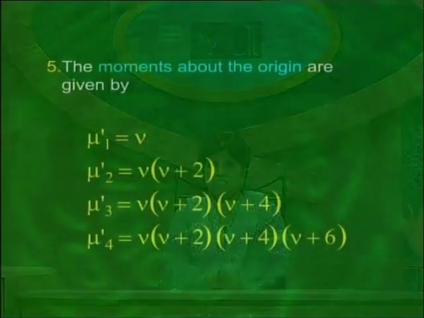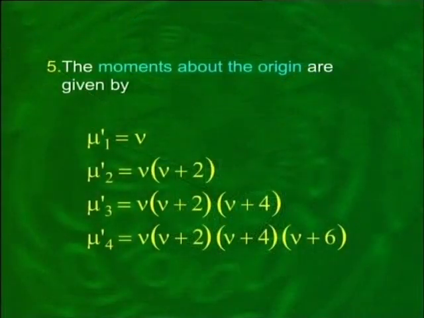The next property is also very interesting. As you now see on the slide, the moments about the origin for the chi-square distribution are as follows. Mu1 dash is equal to nu. Mu1 dash, of course, is the same thing as the mean, because do you not remember that the first moment about the origin, in other words, the first moment about 0, is exactly the same thing as the mean.